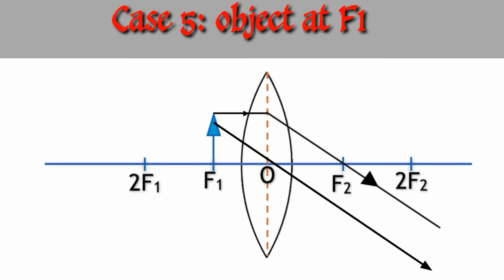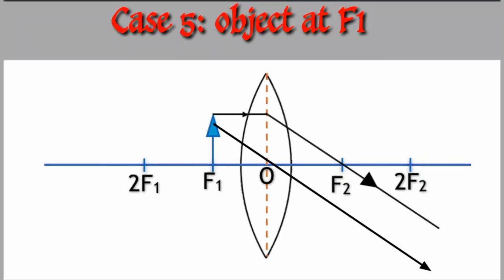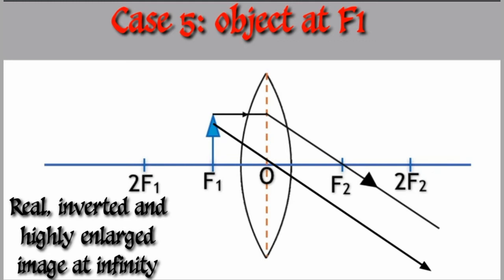Here the refracted light rays are not intersecting at any point. When we observe these refracted light rays, they move parallel to each other. So there is only a possibility of intersection at infinity. These refracted light rays may be intersected at infinity. So, when the object is placed at f1, the convex lens provides a real, inverted and highly enlarged image at infinity.